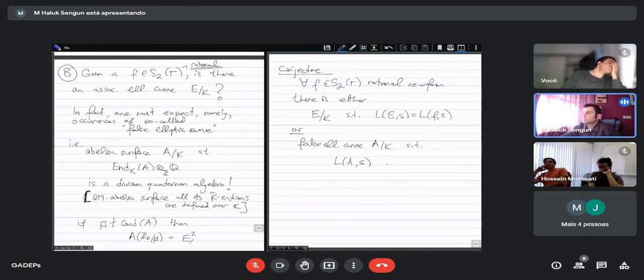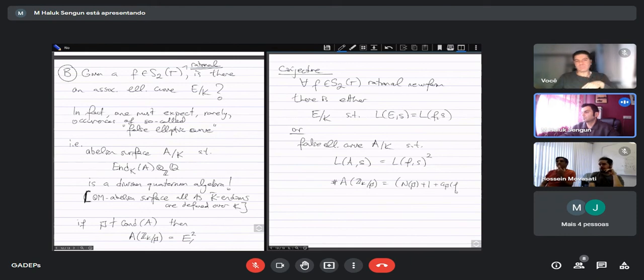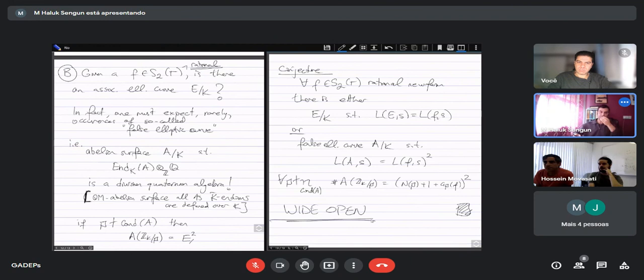such that the L-function of the abelian surface, of course it's a degree 4 L-function, is the square of the L-function of the modular form, so that the point counting over this abelian surface will be dictated by the Hecke eigenvalue of the modular form, for all p away from the conductor. I'll stop here. Thank you very much for your attention. And I'll say that this conjecture is wide open.